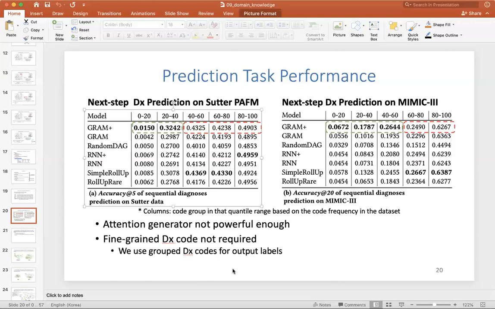Another caveat is the output space of both tasks, the next step diagnosis prediction task, is only 283, because we use the rolled up version of the disease codes as the output space. The thing we're trying to predict is not the 10,000 ICD-9 codes, it's the 283 rolled up codes. So there's a significant advantage to the simple rollup model because the input space and the output space are exactly the same. It's not a very fair game to begin with, but still, some lessons could be learned here.